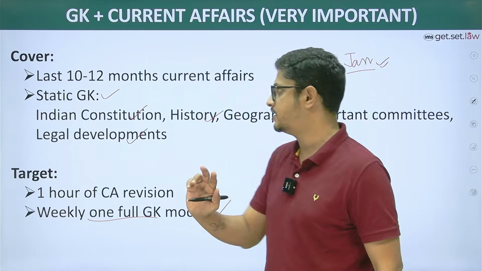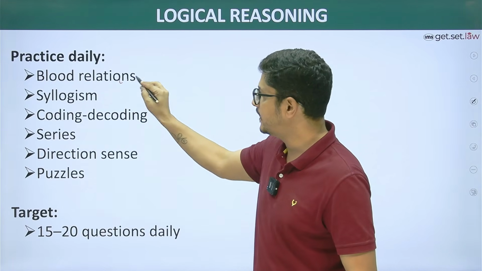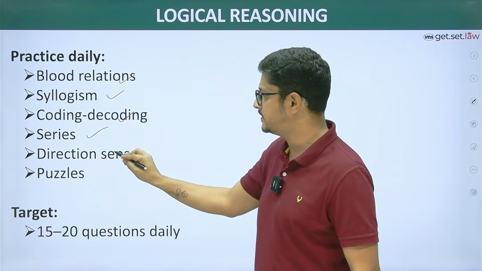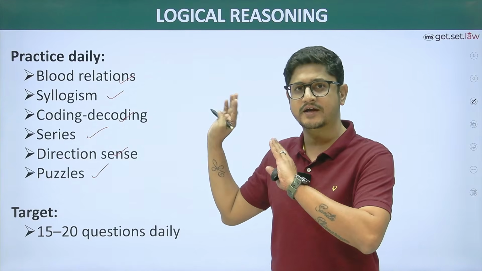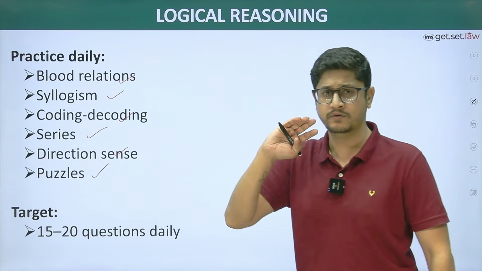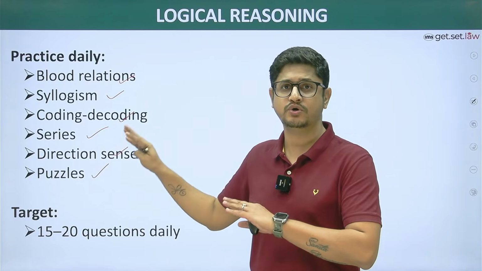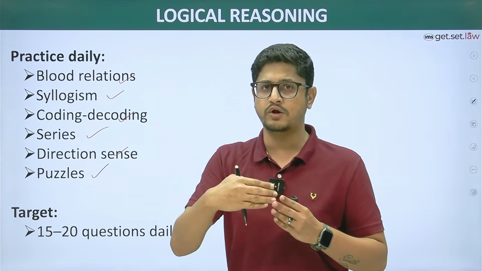Coming to the logical reasoning part, which is majorly analytical, it has blood relations, syllogisms, coding-decoding, series, directions, and puzzles. These are the combination of questions which can come in your paper. Again, it's a good scoring section, so you have to focus on solving. First, read the concepts, understand them, and then solve the questions.